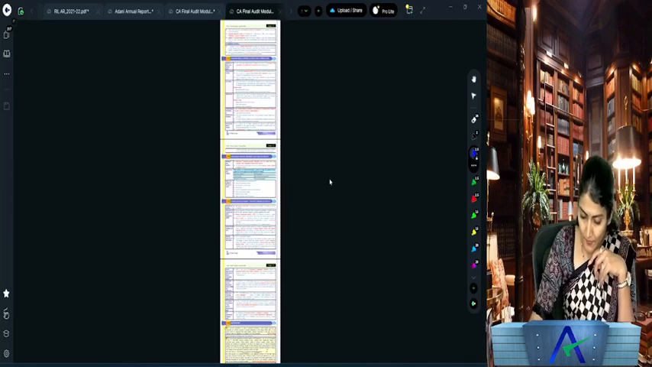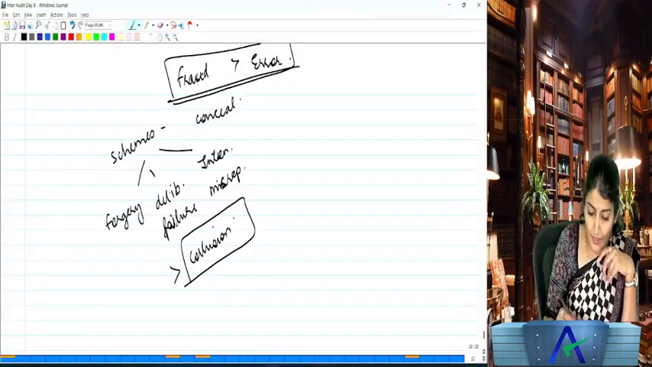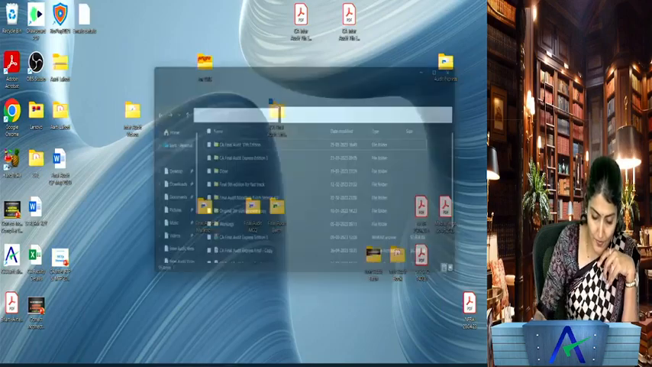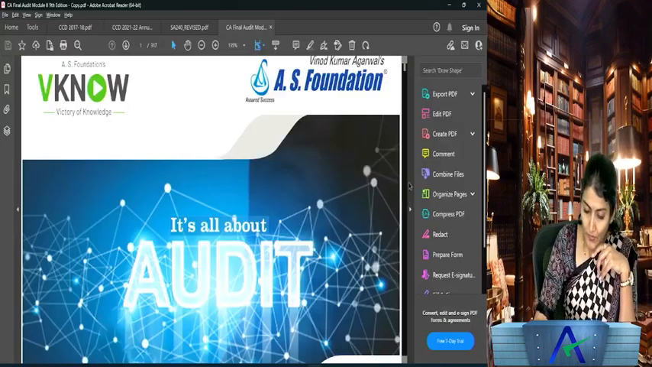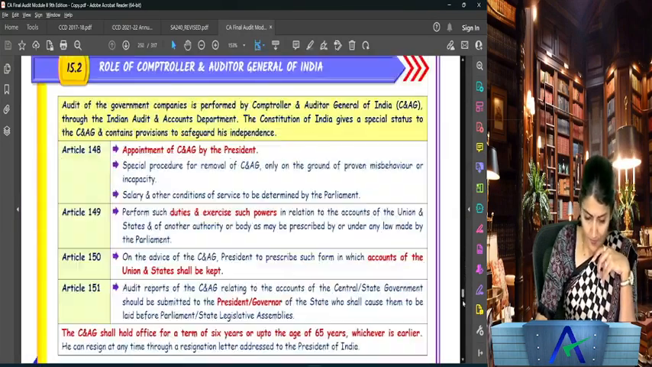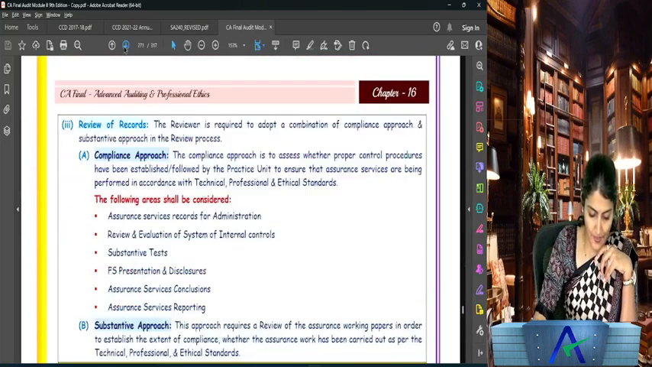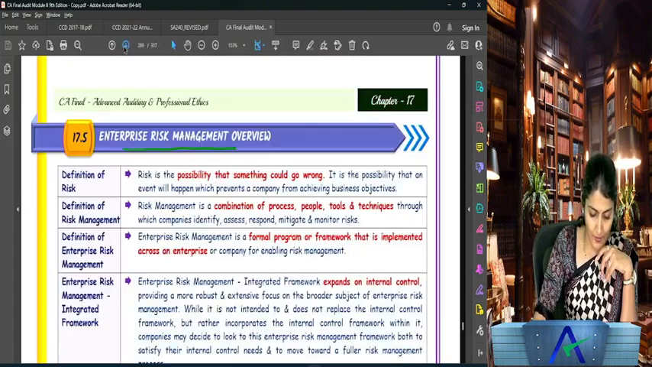So there is a question over there regarding the enterprise risk management. Let me try to open it in the normal PDF. Maybe that way it will open quickly. So after the peer review chapter, just a variety of question which I want to show you of the ICAI. So see this, enterprise risk management.